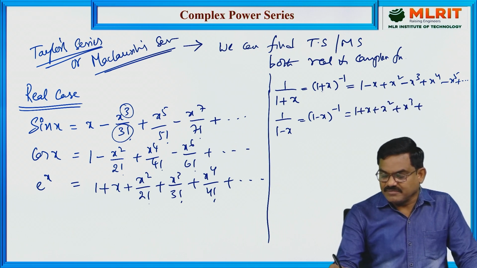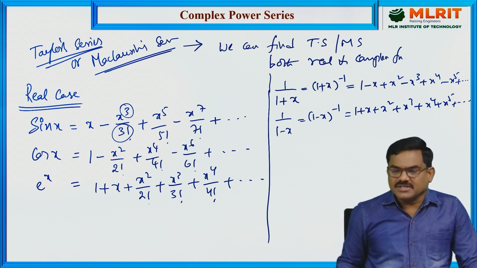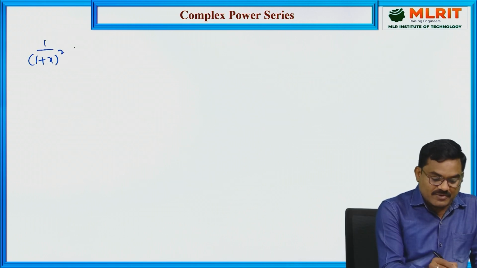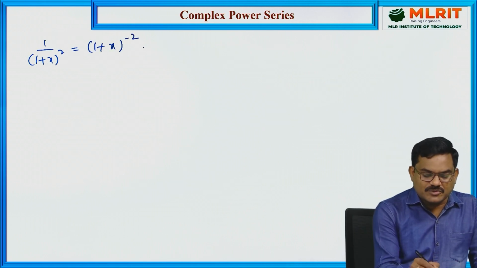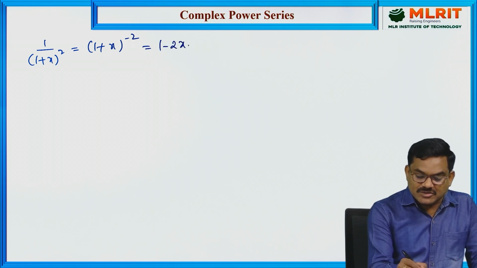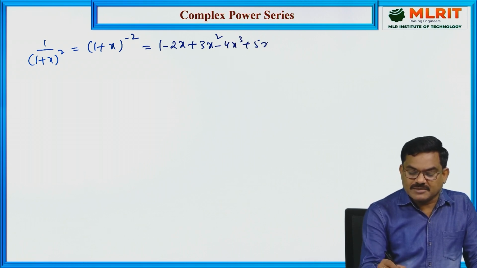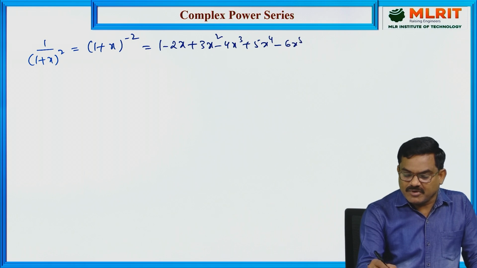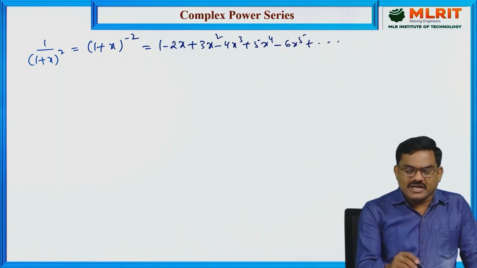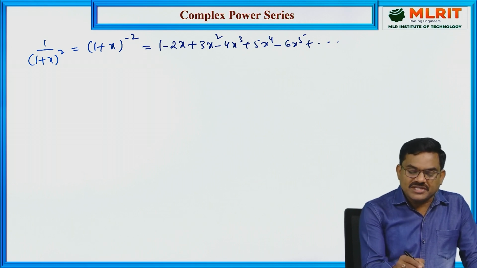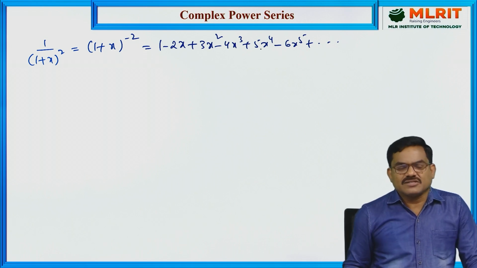The same expansion, all are negative. 1 plus x square plus so on. Similarly, 1 by 1 plus x whole square, which is 1 plus x whole power minus 2. So the expansion is 1 minus 2x plus 3x square minus 4x cube plus 5x power 4 minus 6x power 5 plus so on. So here the sign is changing alternately and the quotients are 1, 2, 3, 4, 5 and so on.